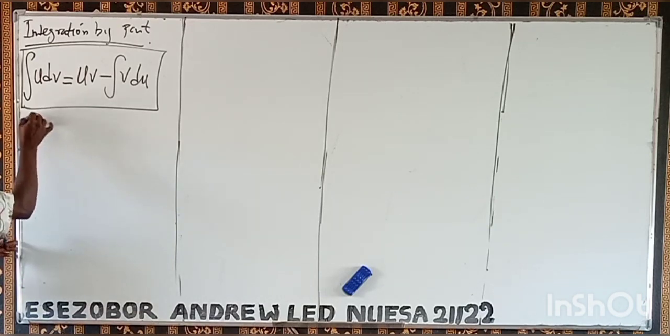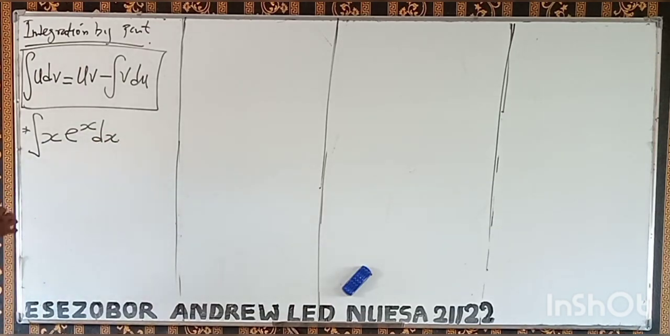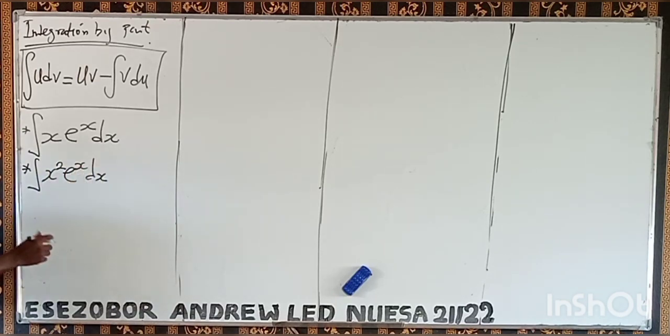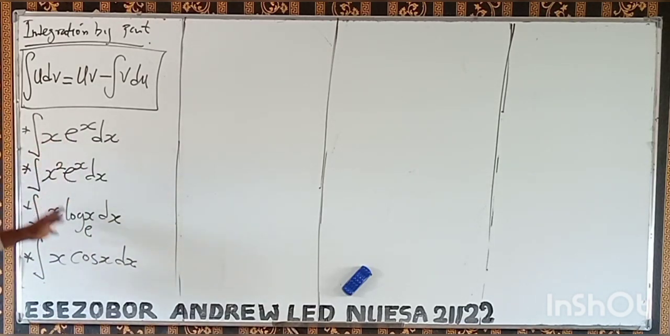For example, let's say you have integral x exponential x dx, something like this. This one is u dv. We can also have integral x squared exponential x dx. We can also have integral x log x to base e dx. We can also have integral x cos x dx and so on. Now, this is integral u dv.